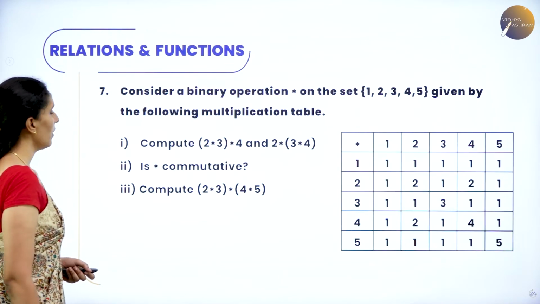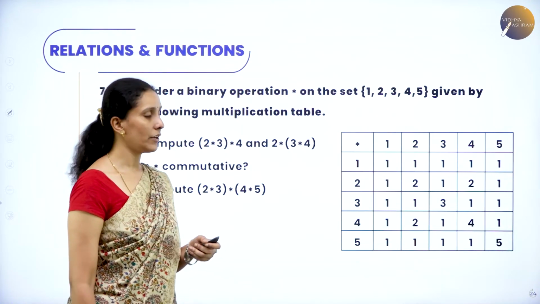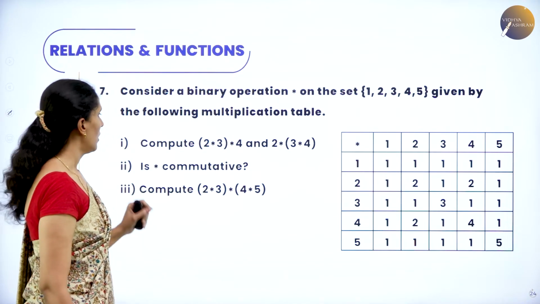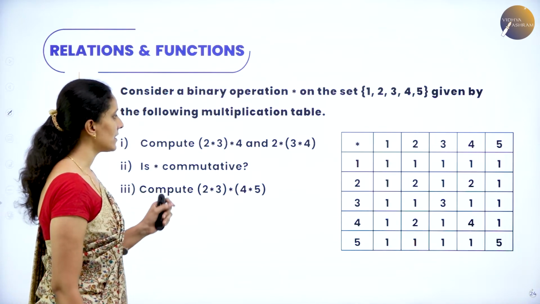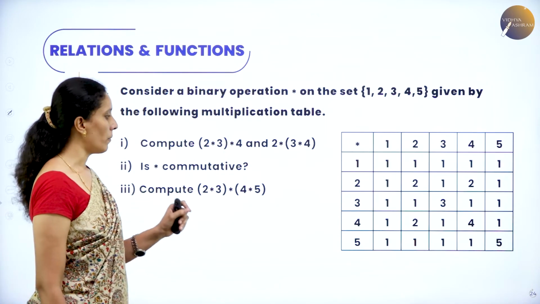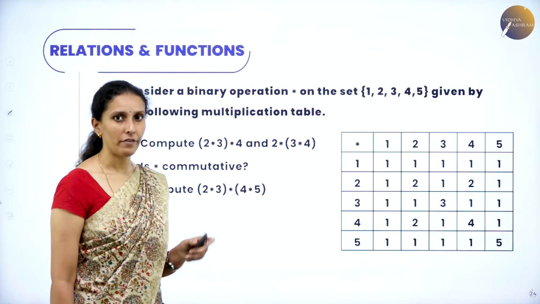Next one. Consider a binary operation star on set A = {1, 2, 3, 4, 5} given by the following multiplication table. Compute (2 star 3) star 4 and 2 star (3 star 4). Is star commutative? Compute (2 star 3) star (4 star 5).